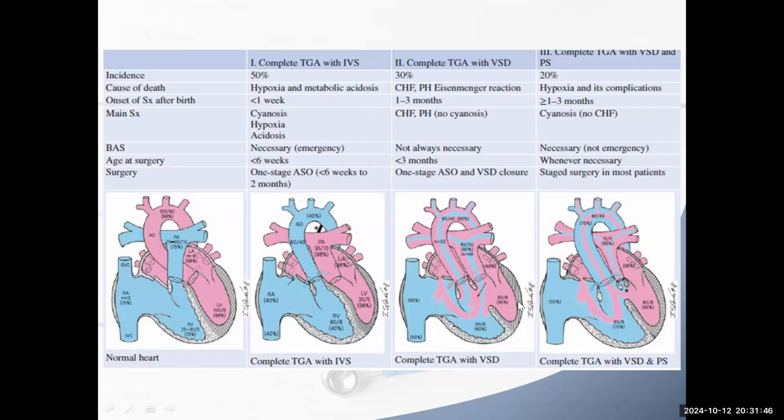The other type is TGA with VSD. This patient has a big VSD and this is the site of mixing, so he is VSD-dependent circulation. He doesn't need prostin. Okay, and for this patient we could do the surgery at 2 to 3 months. TGA with VSD and PS is the most critical type, but his surgery could be done after months or years.